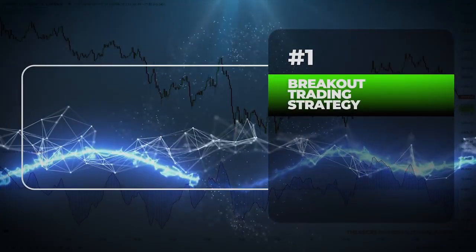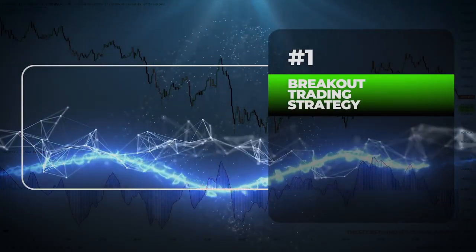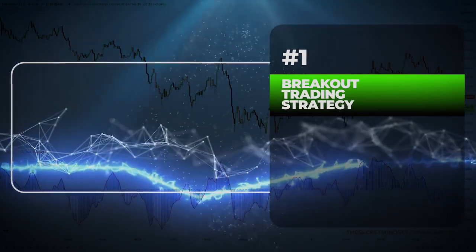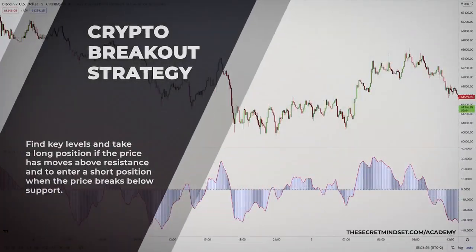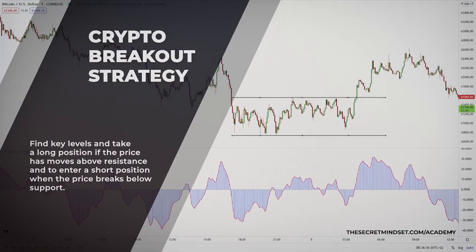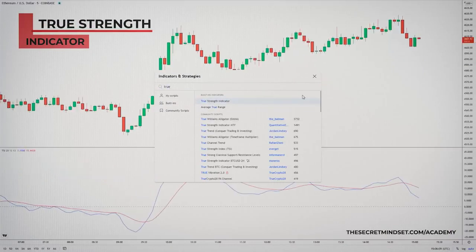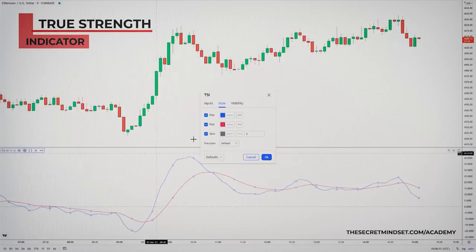First crypto trading strategy is a breakout one. With breakout strategies, you can identify when the price clears a specified level. The aim is to find key levels and to take a long position if the price moves above resistance and to enter a short position when the price breaks below support. Usually, volatility tends to increase after price trades beyond the key price barrier.